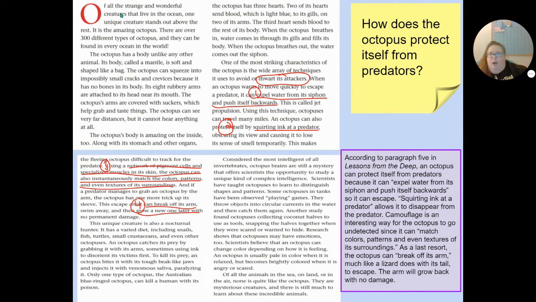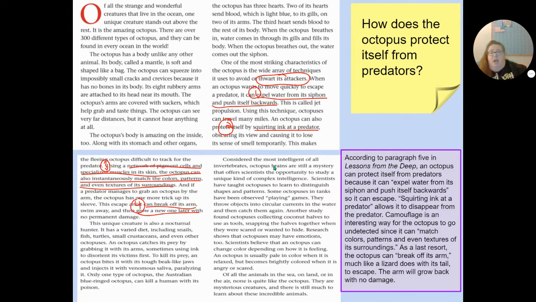So let's talk about paragraphs right quick. Of all the strange and wonderful creatures, that's the beginning of paragraph 1. See this indentation right here? You'll want to remember what that looks like because 5th graders have a hard time with that when they start writing research papers. Okay, so this is paragraph 2. And this is paragraph 3. And this is paragraph 4. I put in my answer that it was paragraph 5, so oopsie.